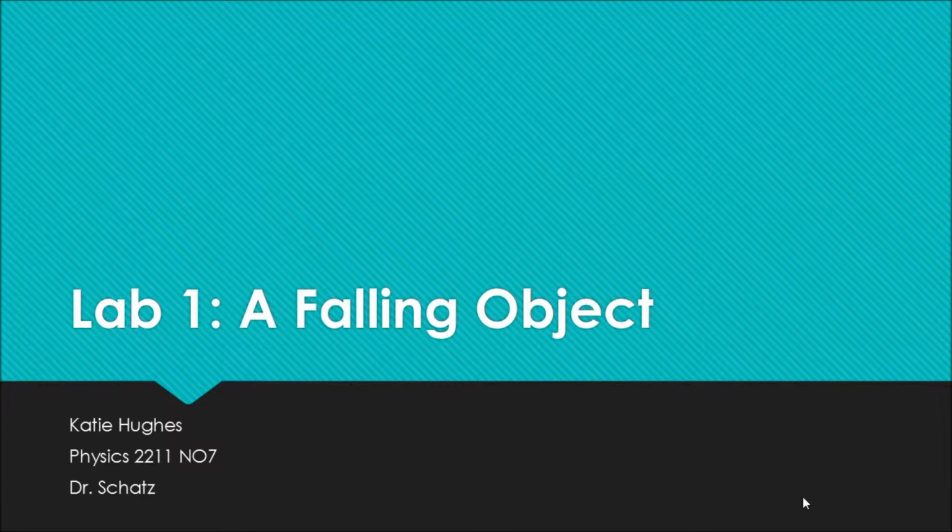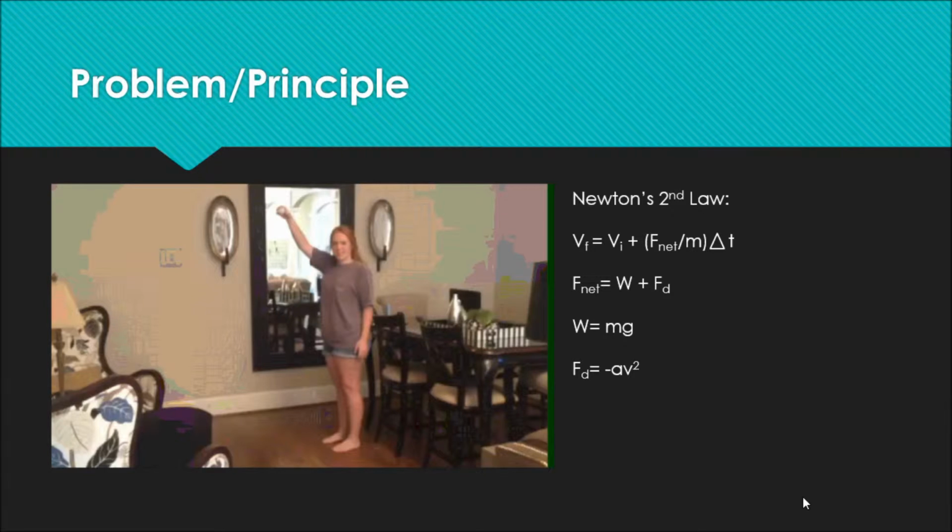Hello, this is my lab report for Physics 2211 section N07. In this lab, I dropped a crumpled piece of paper from rest. Unlike the previous lab, the net force acting on this object is not zero.